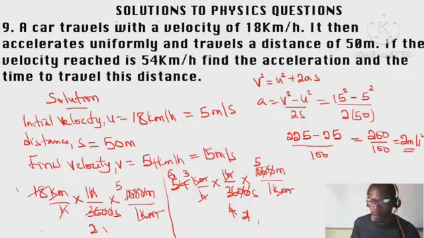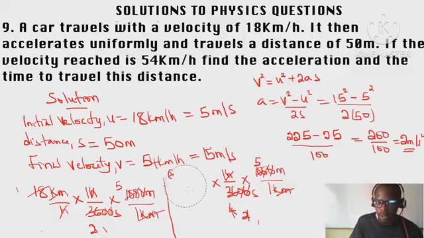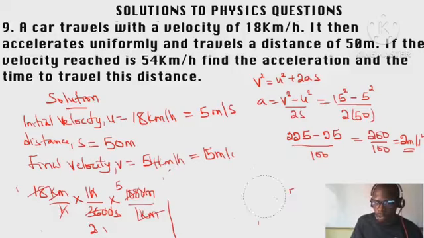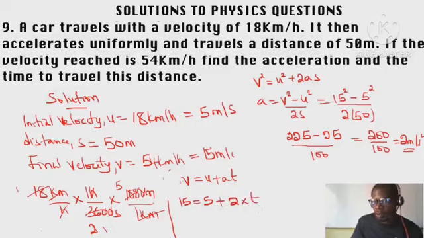Then from there, we can calculate the time, because I have to find the time of traveling as well. For the time, we can use the first equation of motion, that is v equals u plus at, because we have all the parameters now except t. So the final velocity is 15 equals 5, which is the initial velocity, plus a, that's 2, times t. We are looking for t.